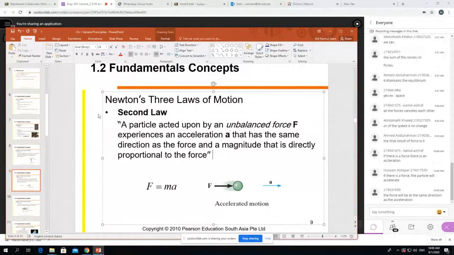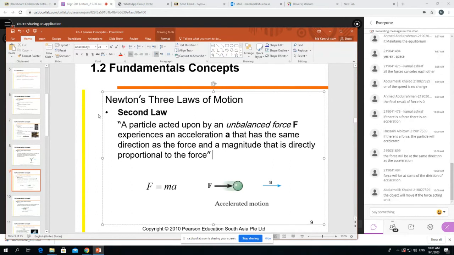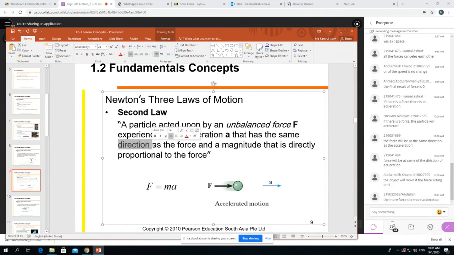If there is a force, there is acceleration. The acceleration will be in the same direction as the force. Yes, correct. Same direction as the force, and what about the magnitude? Very simple: the object will move if there is a force acting on it. The direction will be the same direction as the acceleration a, and the magnitude will be proportional to the force.